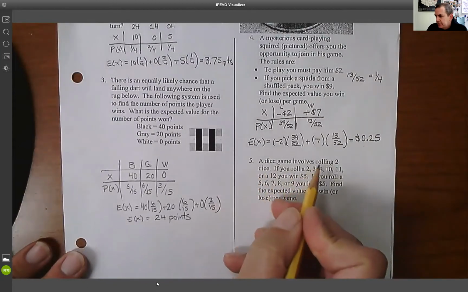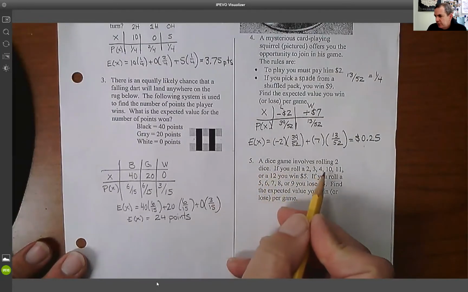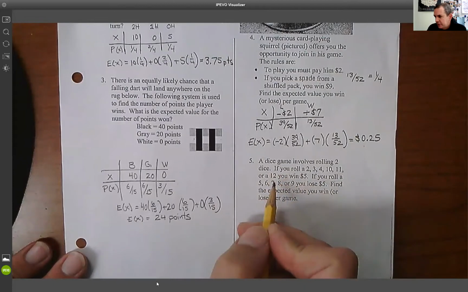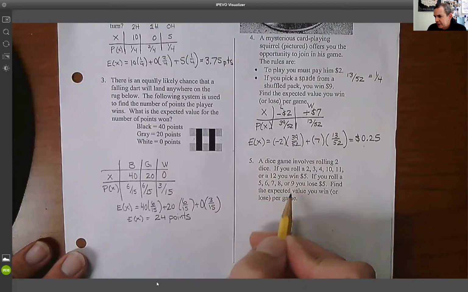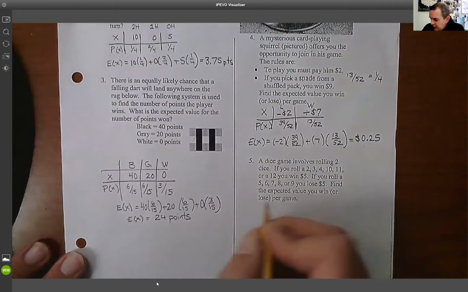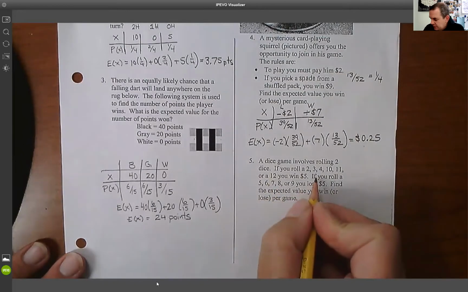Okay, a dice game involves rolling 2 dice. If you roll a 2, 3, 4, 10, 11, or 12, you win $5. If you roll 5, 6, 7, 8, or 9, you lose $5. Find the expected value. Okay, so first, I need you to know in terms of when you roll dice, how many ways.